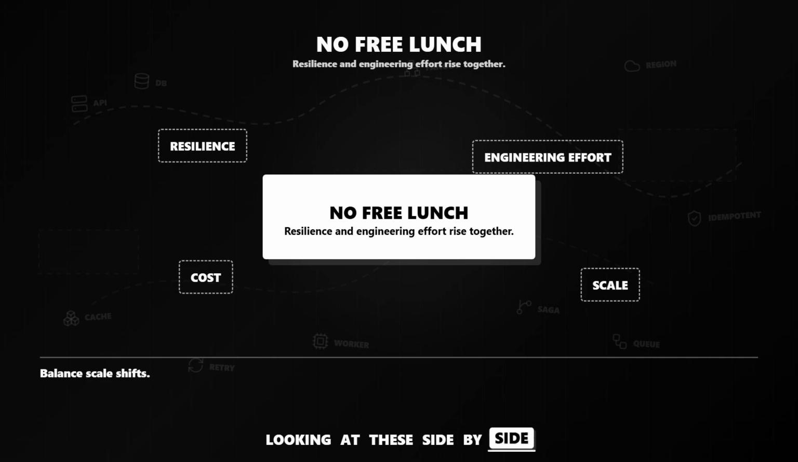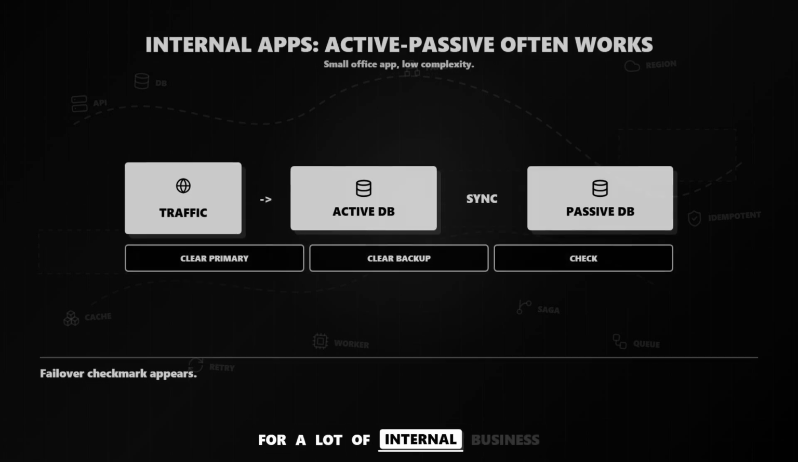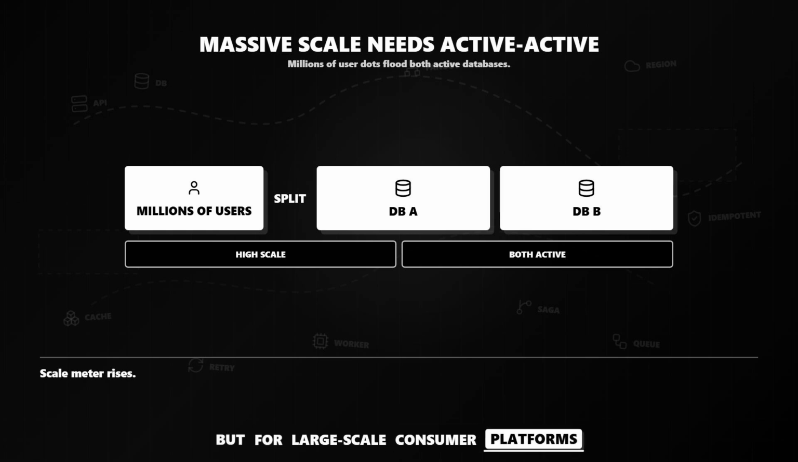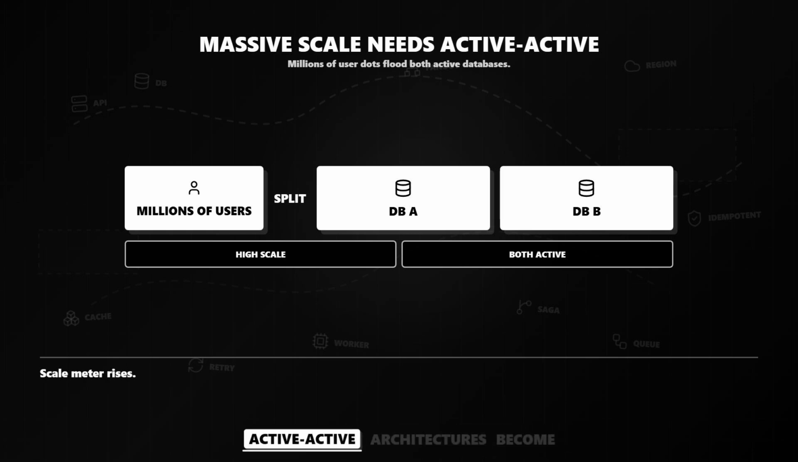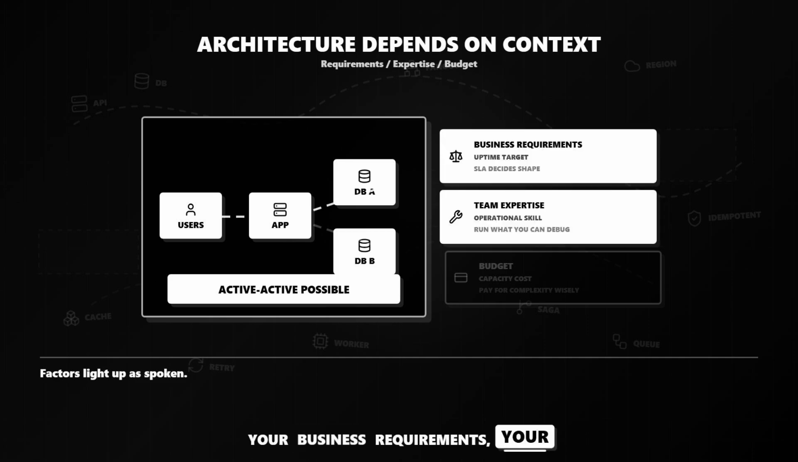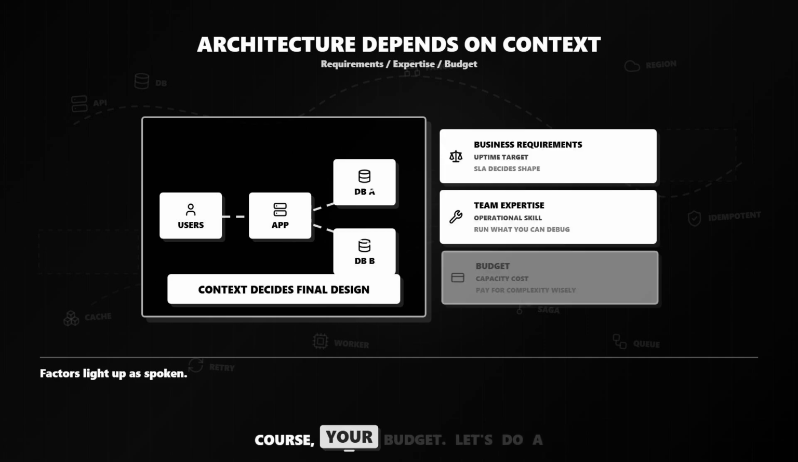Looking at these side by side really summarizes the engineering reality perfectly. There is simply no free lunch. The more resilient a system becomes, the more engineering effort is required to keep it running. For a lot of internal business apps, active-passive is great. It provides high availability with really low complexity. But for large-scale consumer platforms serving millions of users, active-active architectures become strictly necessary just to achieve that massive scale. It all ultimately comes down to your business requirements, your team's operational expertise, and of course, your budget.